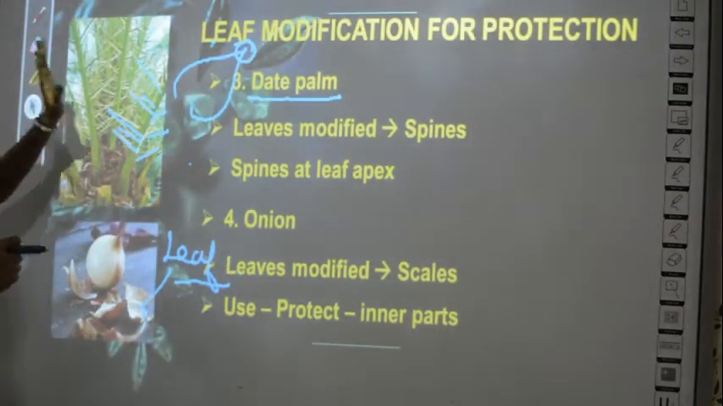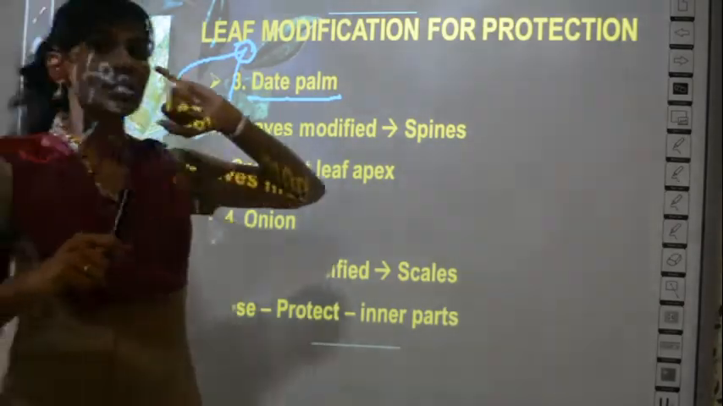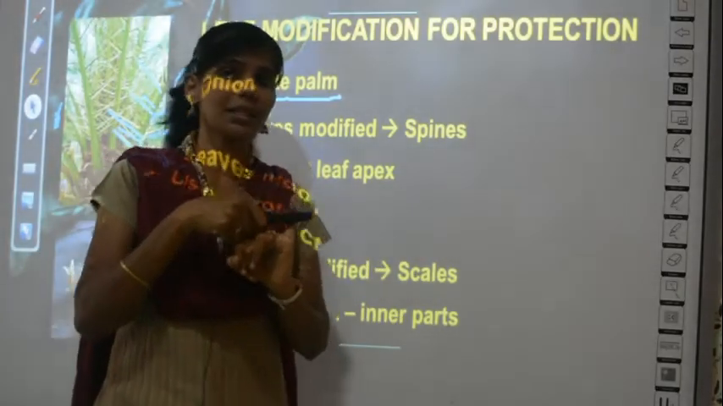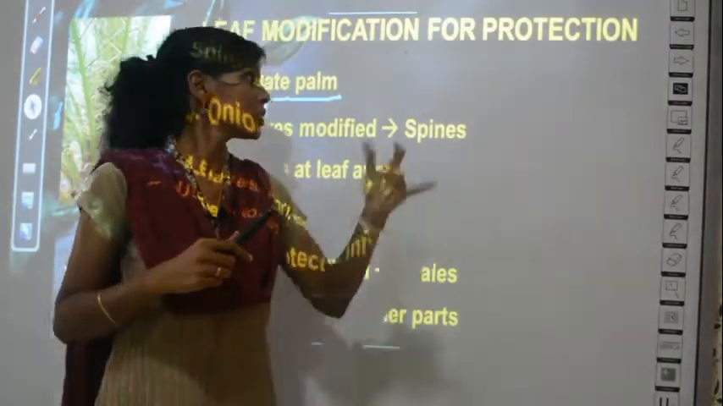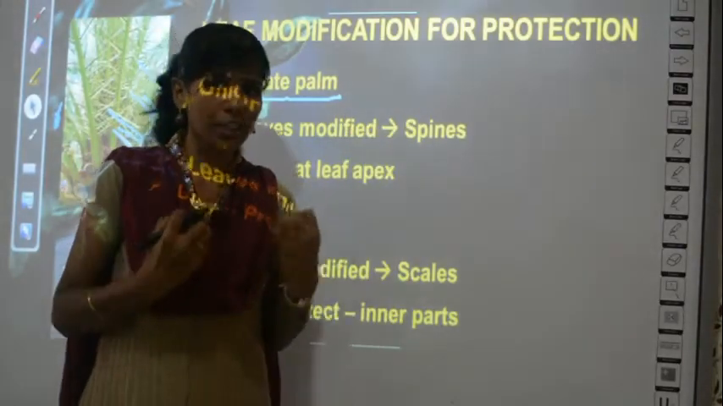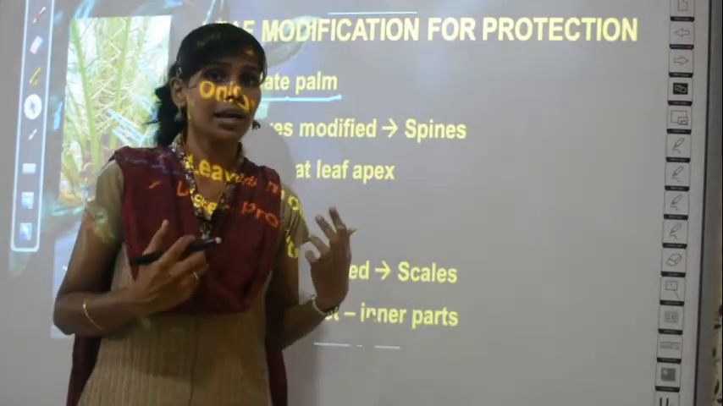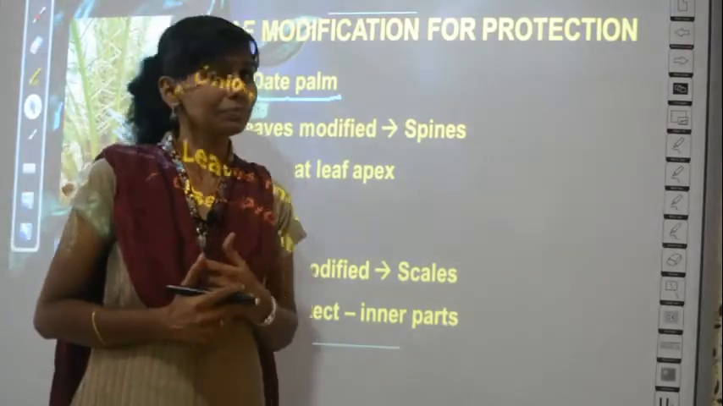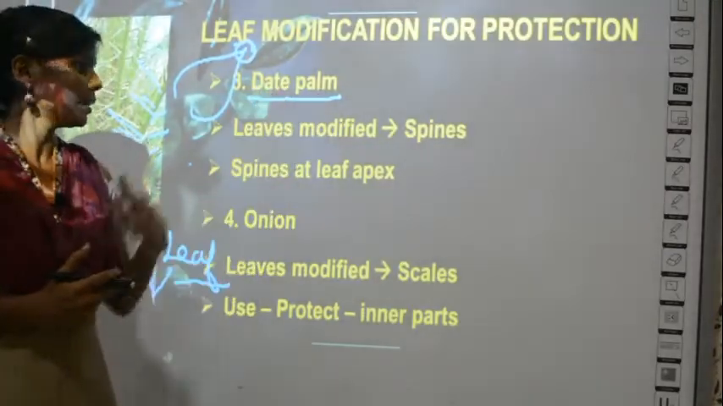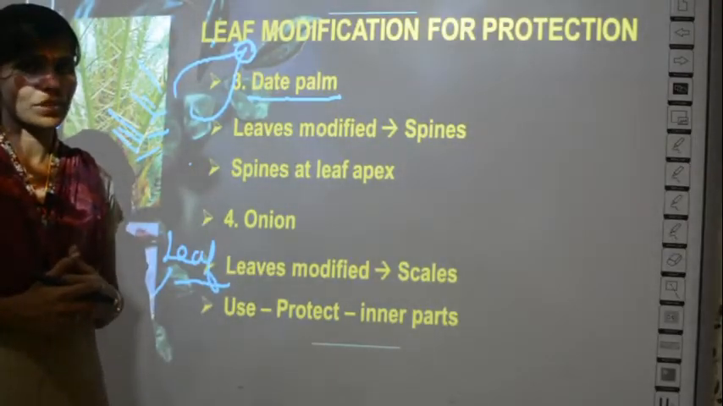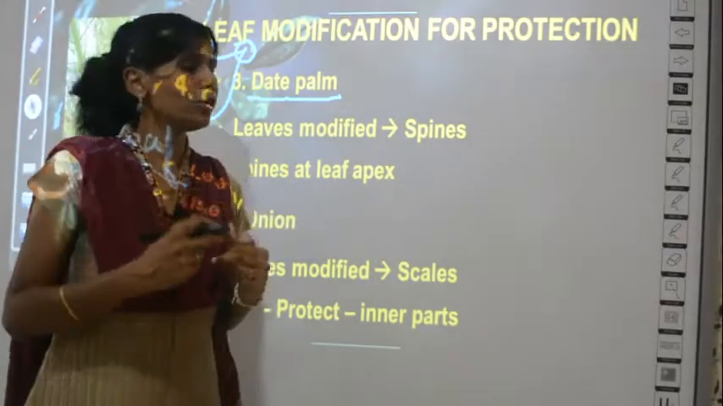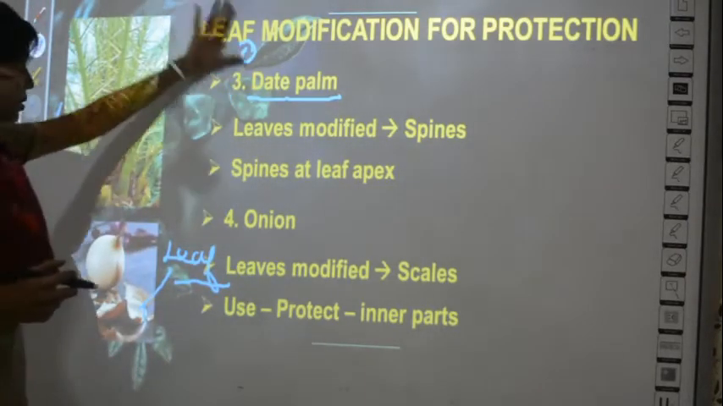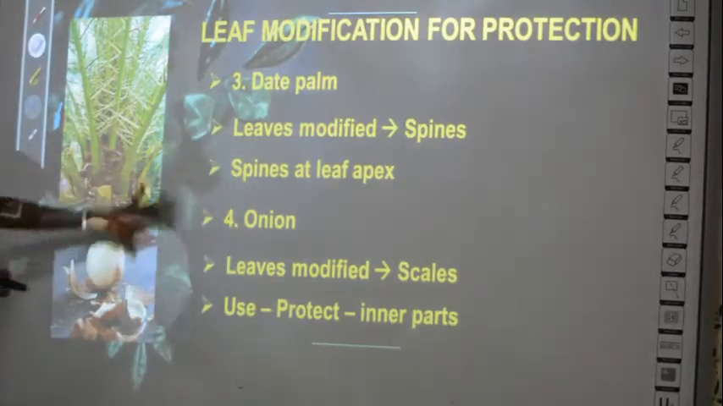So that is all about, what are we studying about? About support. How when a leaf is modified it gives support, we have studied, and the example was climbers. When a leaf is modified it gives protection, we have studied, and the 4 examples we have studied: barberry, prickly pear, date palm and onions. So 2 we have completed, 2 more. What else? Leaf modification helps the plant, we will see.